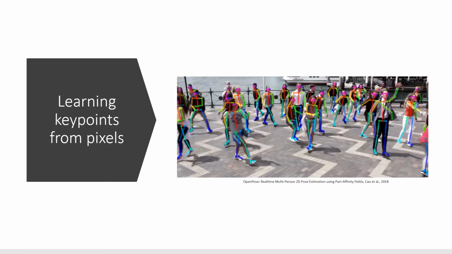Keypoints have been widely used to abstract structures from images. To discover keypoints from raw pixels, earlier methods usually rely on supervised learning, which requires large-scale datasets annotated with intensive human labor.